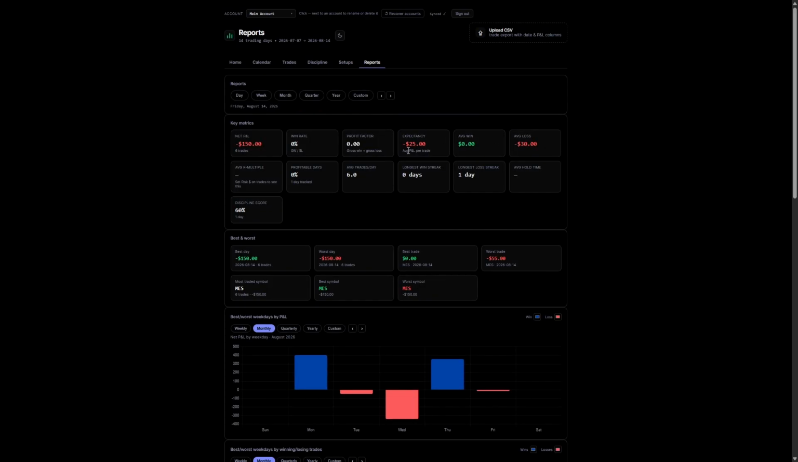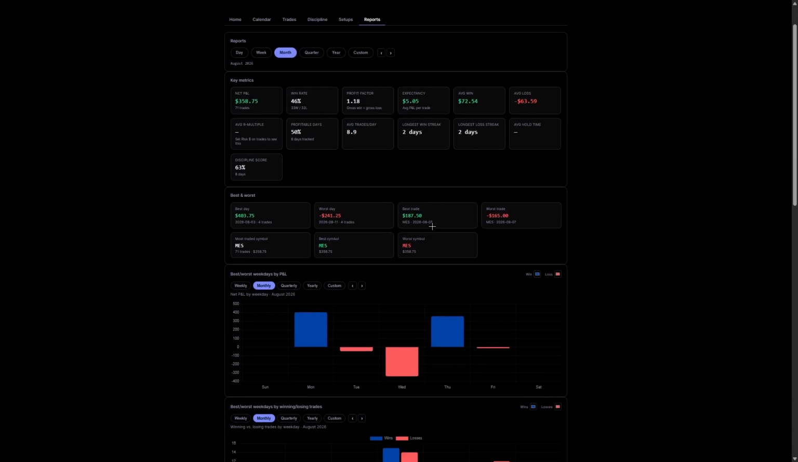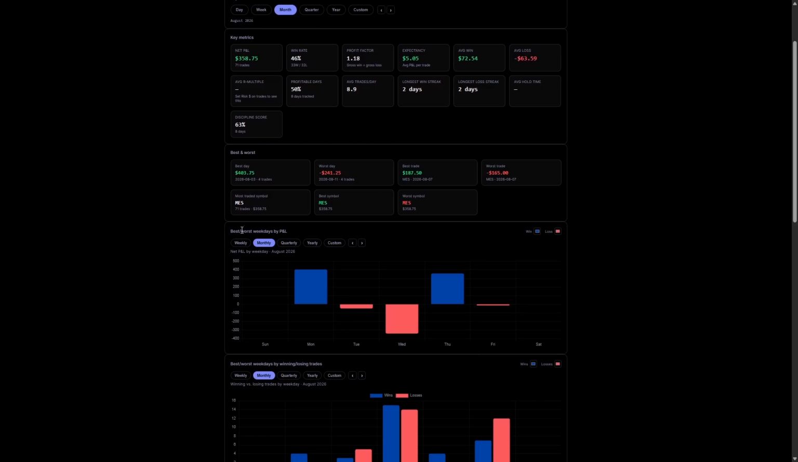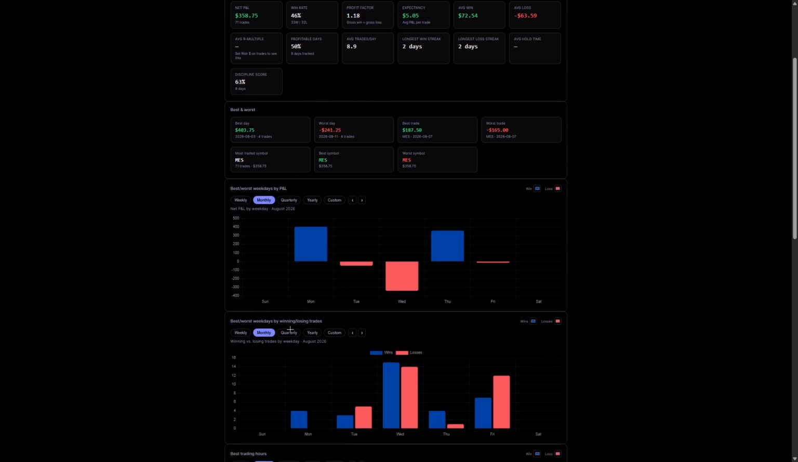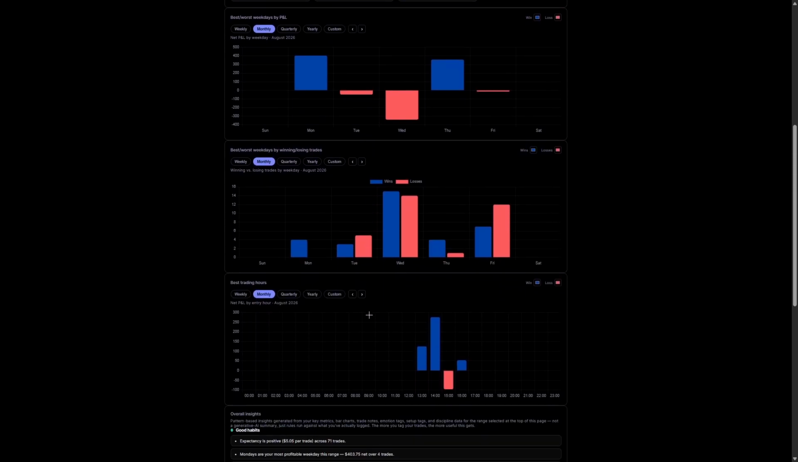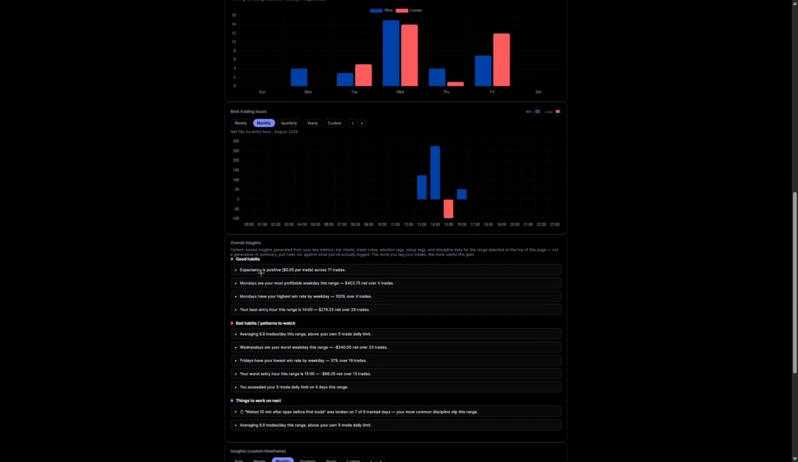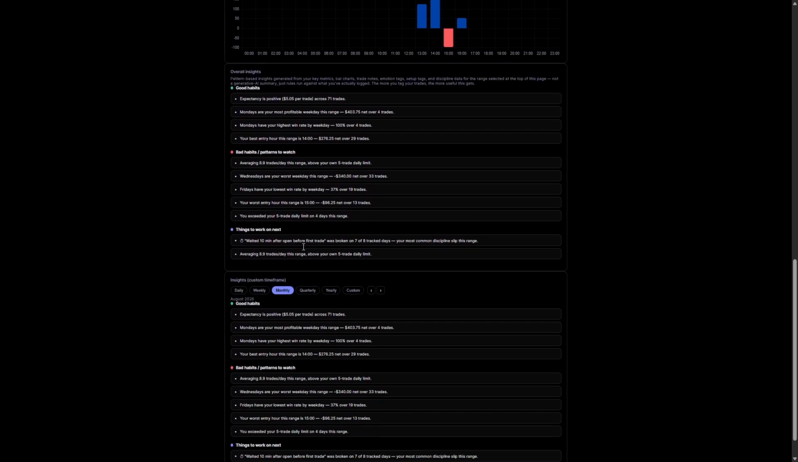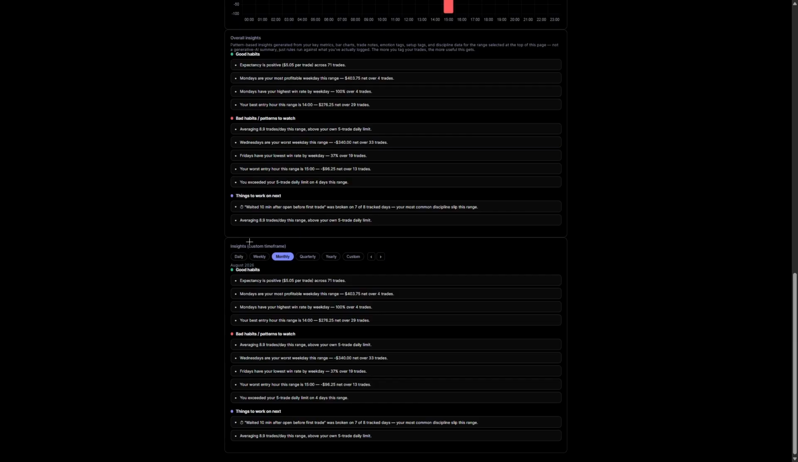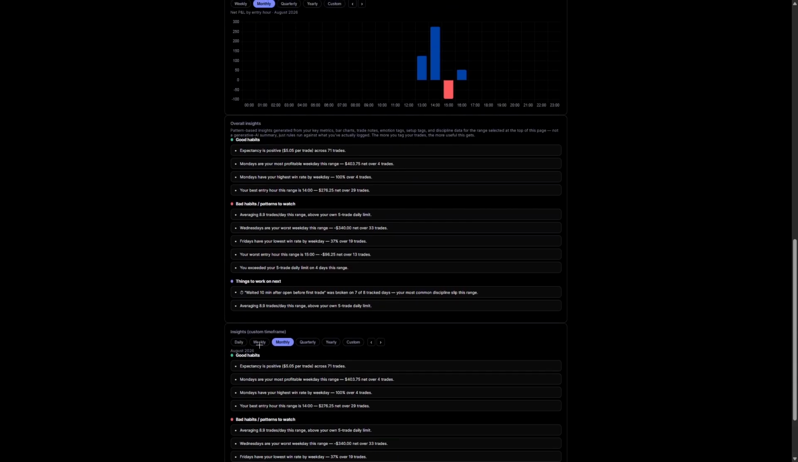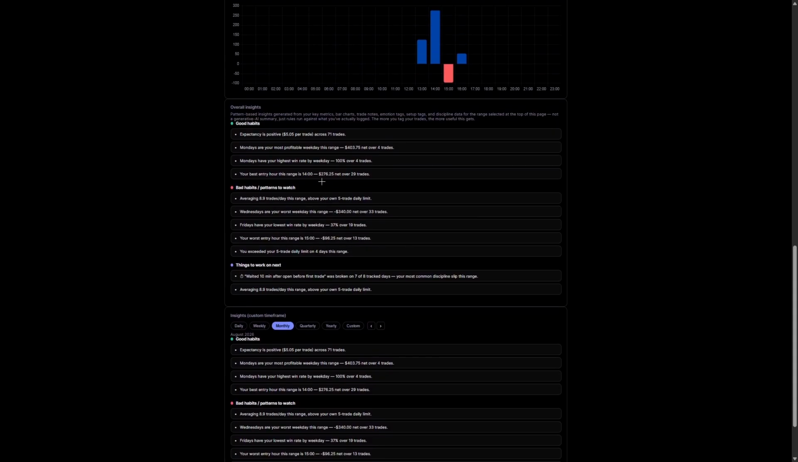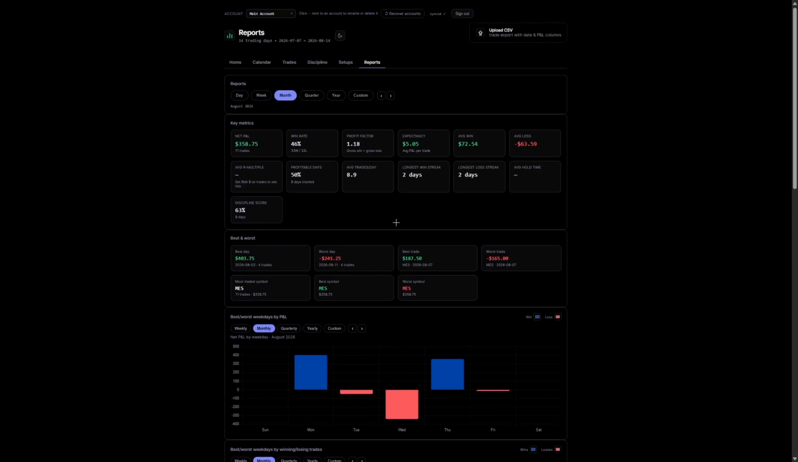And this is the meat and bones of the journal. So if I go to month, for example, this will show all the important things I need to look at: best and worst weekday based on P&L, best and worst weekday based on winning and losing trades, best trading hours, overall insights, good habits, things to work on. And this is also just based on the month, good things and bad habits and things to work on. And then this is the overall one. So there's more things you can add on here. I'm still working on this.